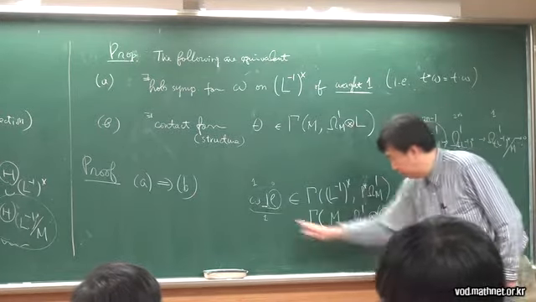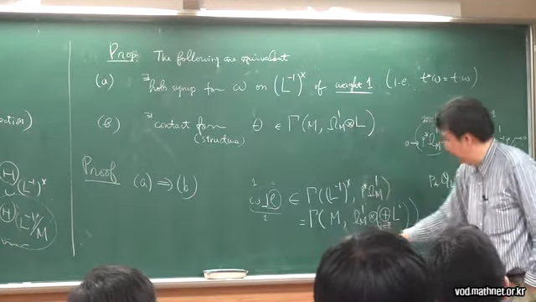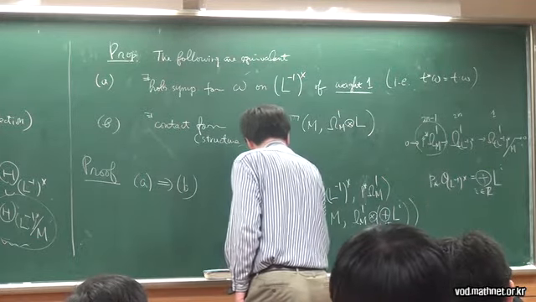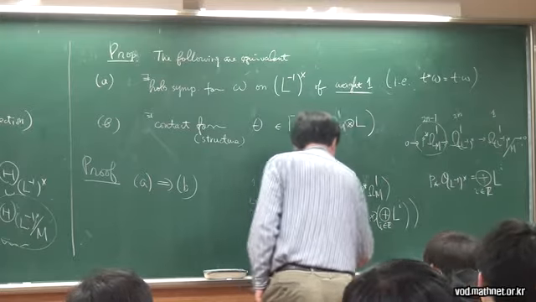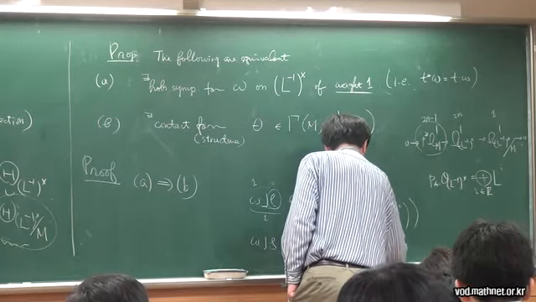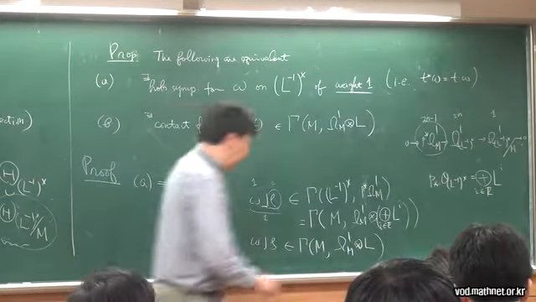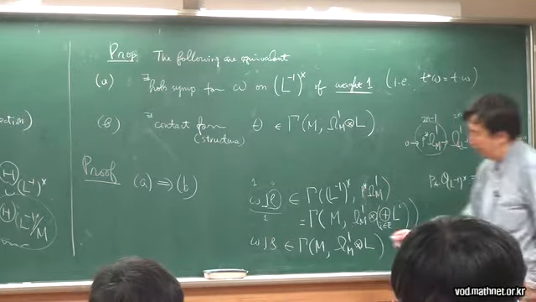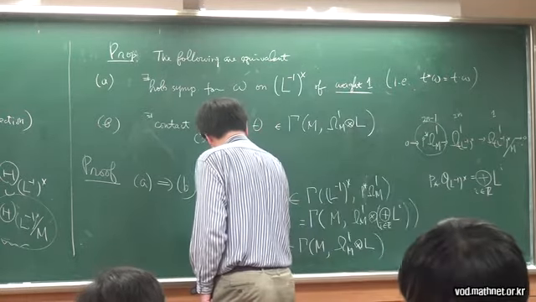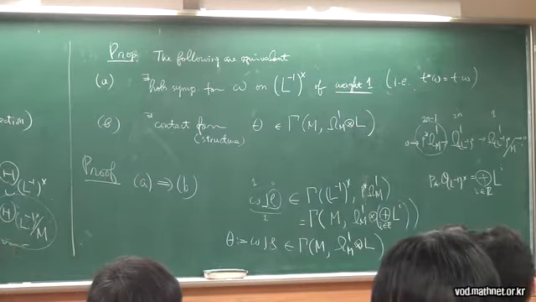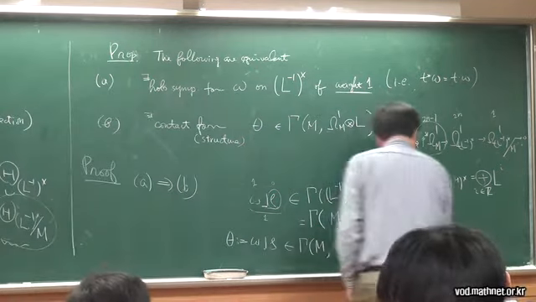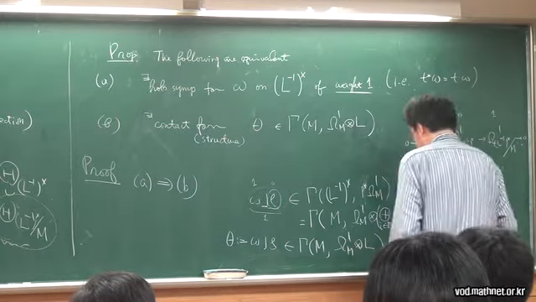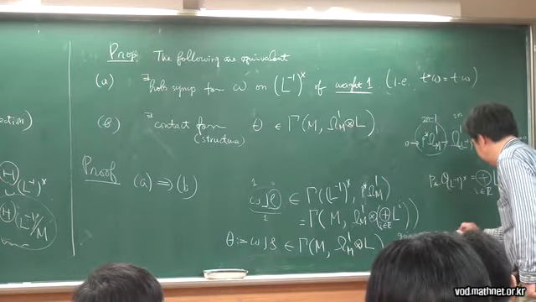And so this lies in the following part. So this actually lies in this part, tensorized with L. Yes. This weight 1, so this here. So we put this M theta, then this gives a contact structure on, actually, this gives a contact structure on M.